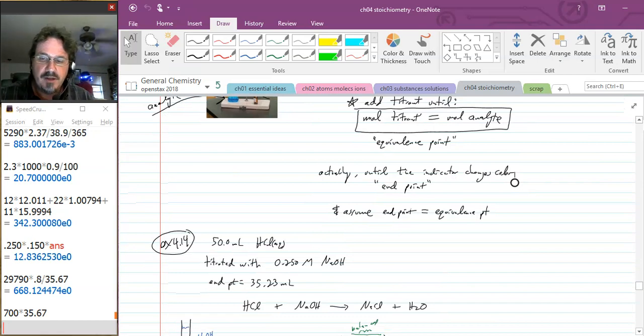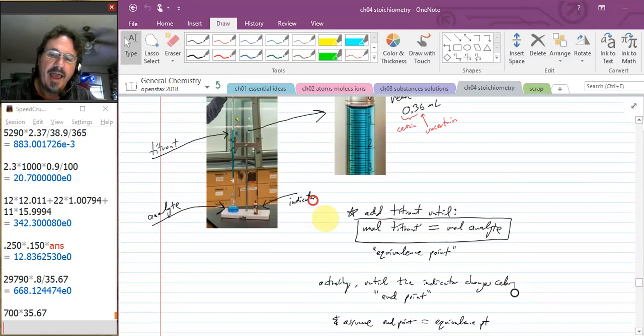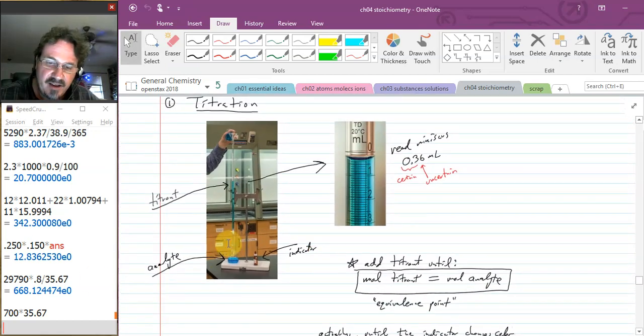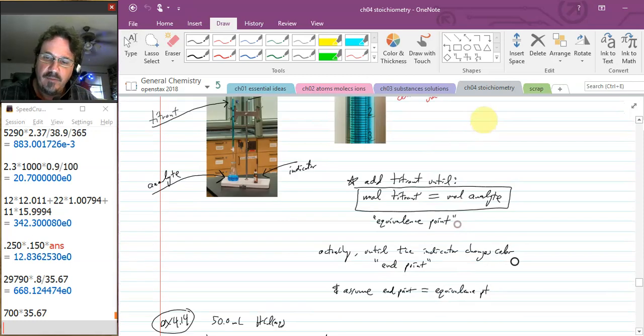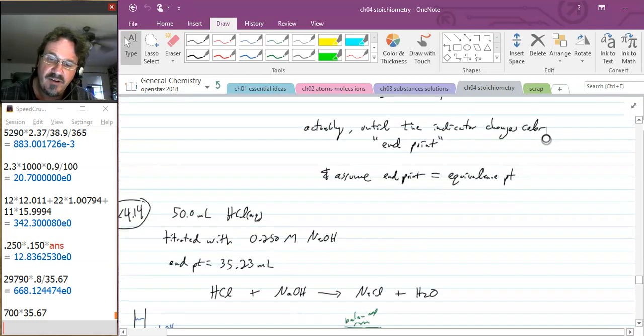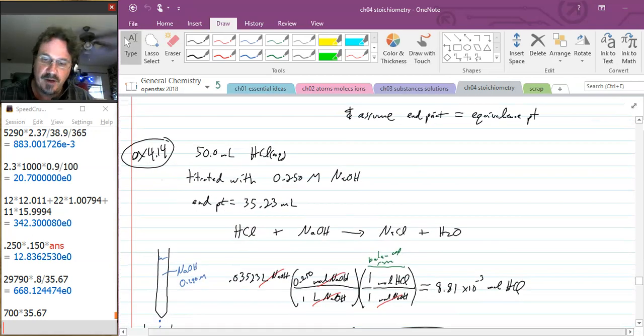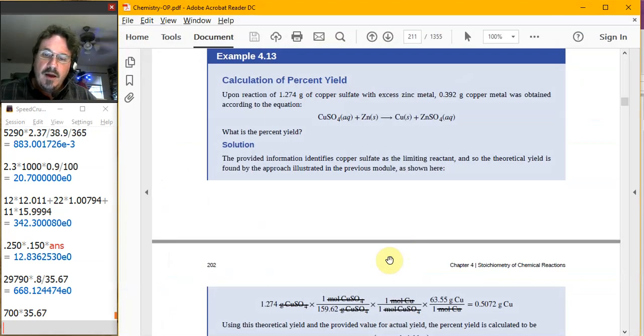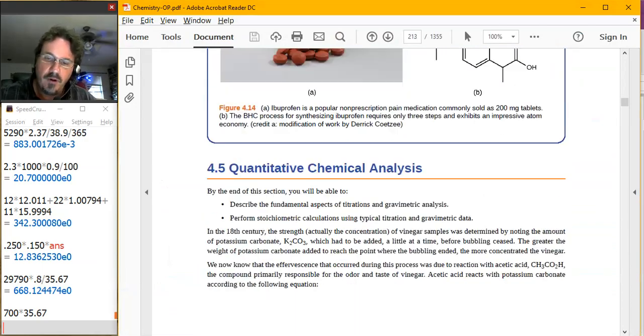All right. So obviously we are analyzing this analyte down here in a very quantitative way by adding something where we know how many moles, we know the volume, and we should be able to do a calculation now to figure out how much of the analyte was actually present. So, all right, example 414.